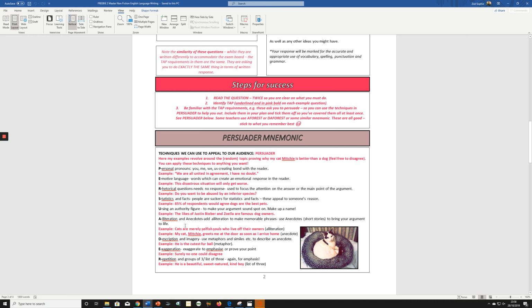You'll get quite a few different examples of writing to argue. The best one I can think of is a newspaper article called Ban the Blazer, written by a parent against uniform. And it's very good. He gives a list of arguments for uniform and then basically proves them to be all wrong. So that's a good example of writing to argue. And yes, he uses PERSUADER.